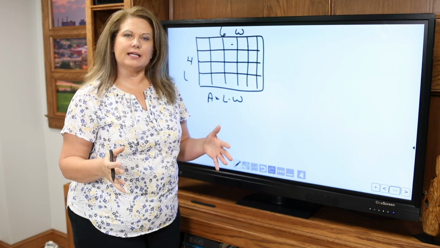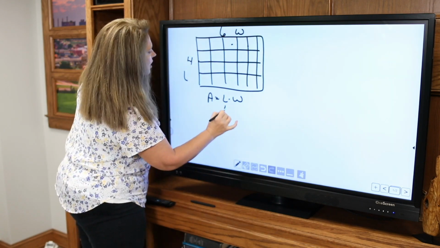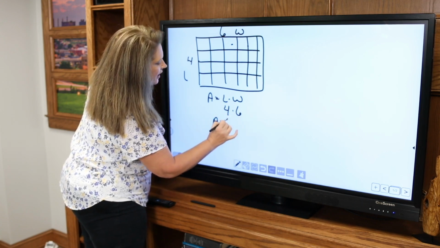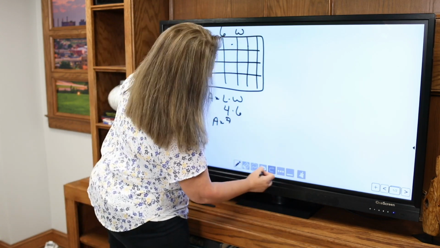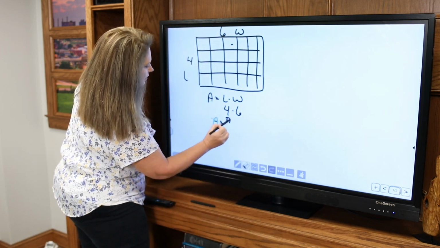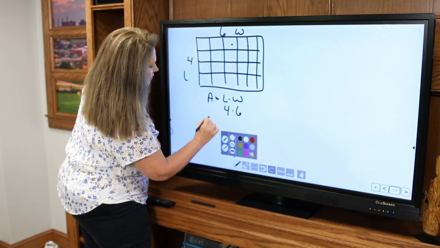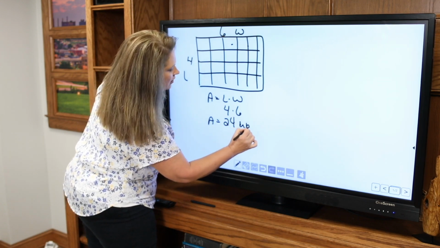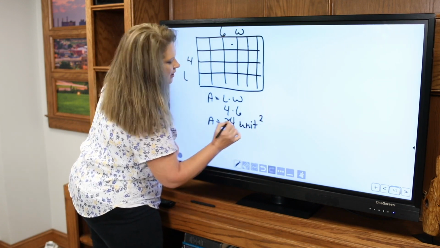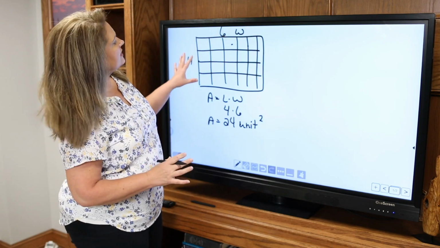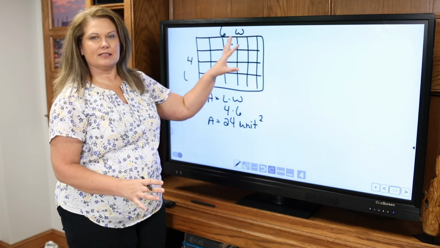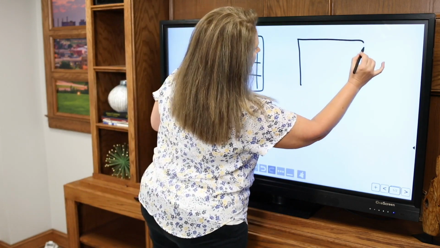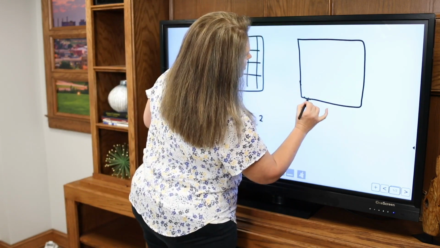And remember, when you find area, you're going to multiply your 4 times 6. So our area is 24 units squared. So it's how much space is that area going to take up. Our second geometric shape is your square.